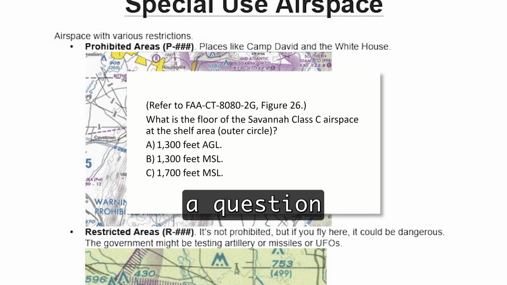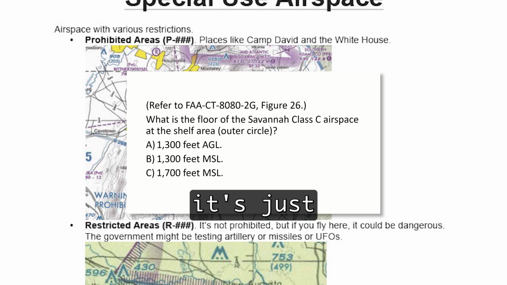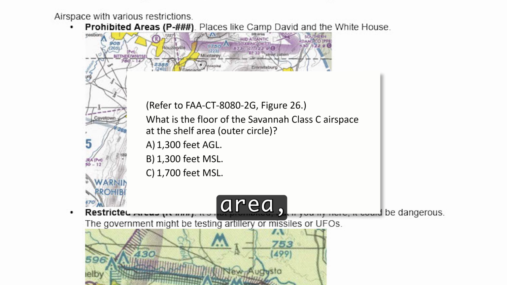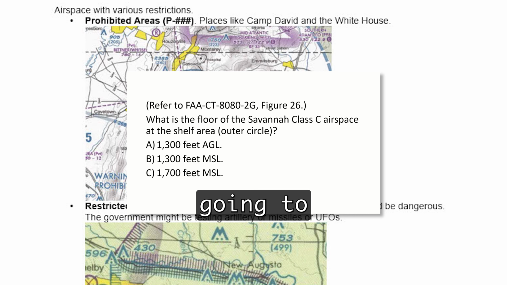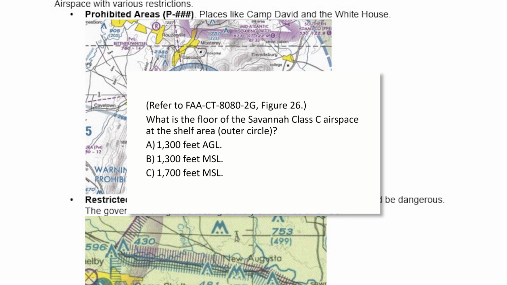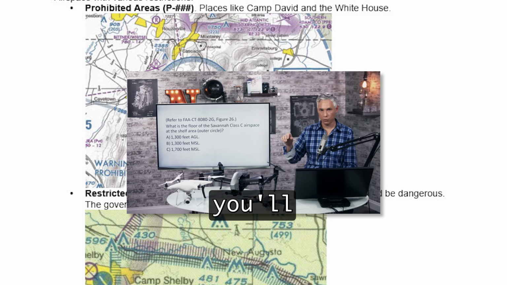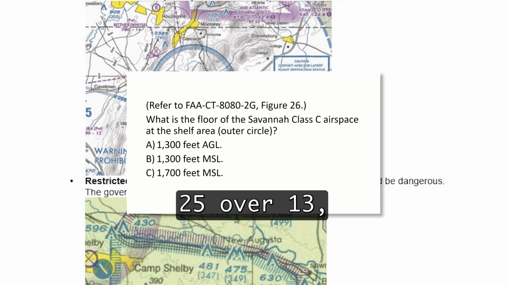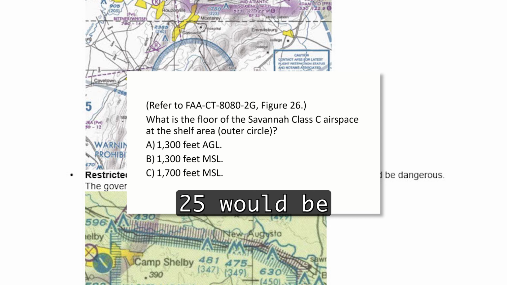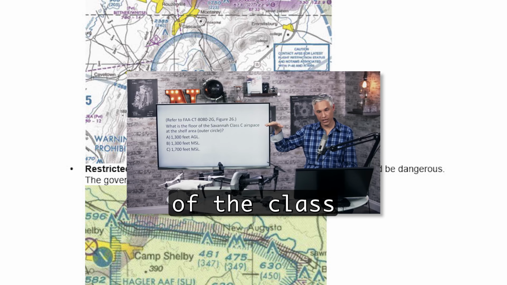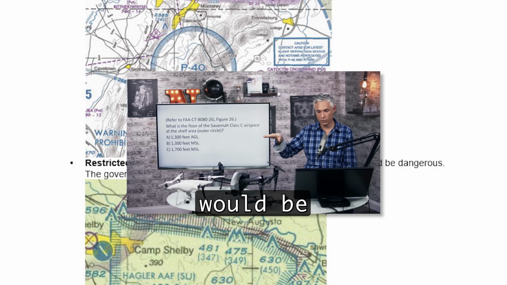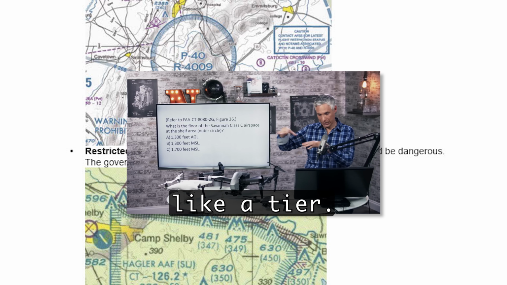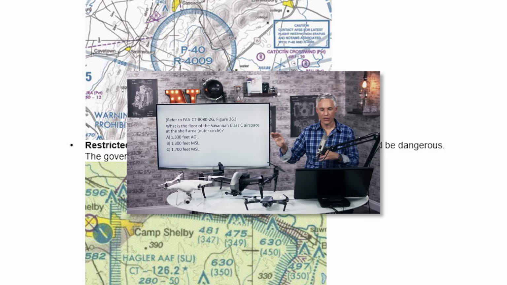Here's a question from their practice test, but it's just like you'll see on the real test. What is the floor of the Savannah Class C airspace at the shelf area, the outer circle? And then they're going to give you three numbers, 1,300 feet. And in this particular question, you'll probably see maybe 25 over 13. 25 would be the ceiling of the Class C airspace, and 13 would be the floor of the Class C airspace. Because remember, it's like a tier, it's floating out there.